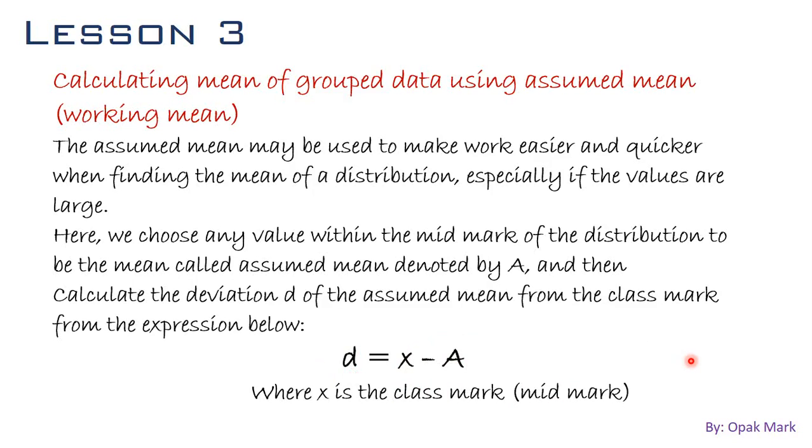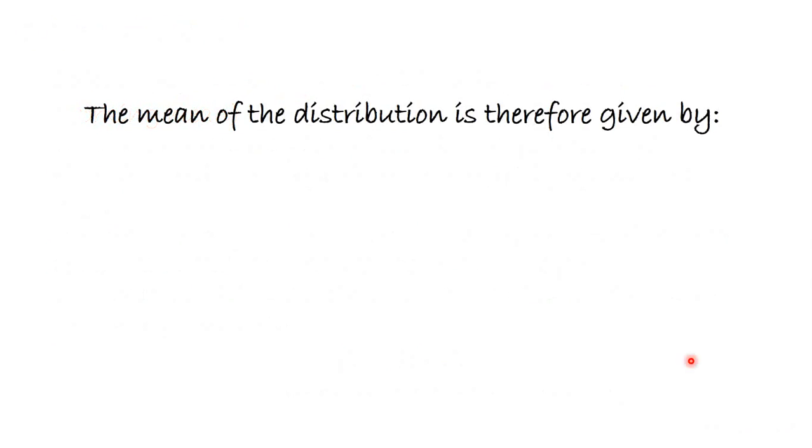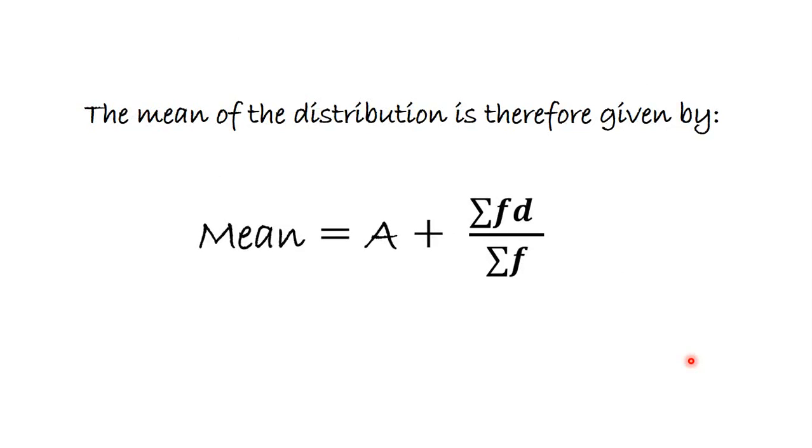Then after getting that d, the mean of the distribution can therefore be given by mean is equal to a plus the summation of fd divided by the summation of f. So we shall have to get d multiplied by f and then get the sum. Then we shall also get the sum of f.